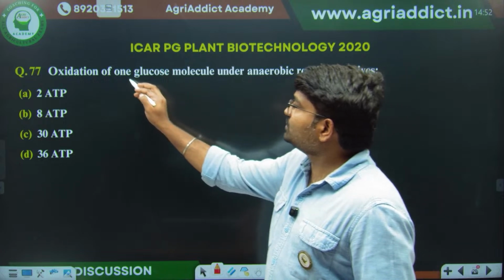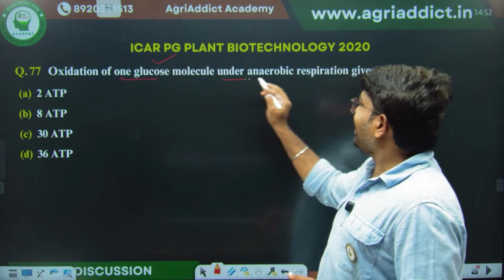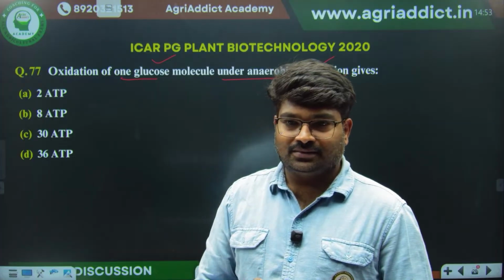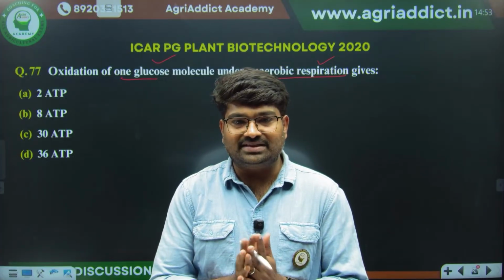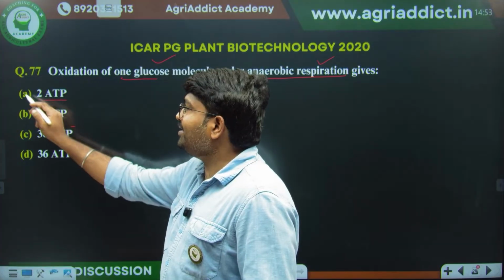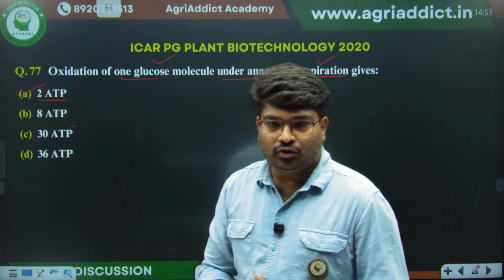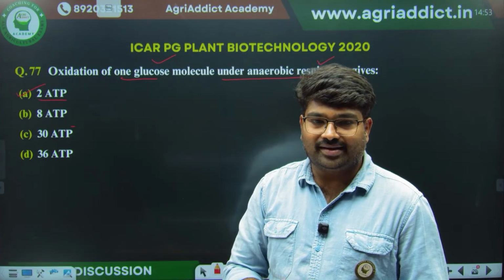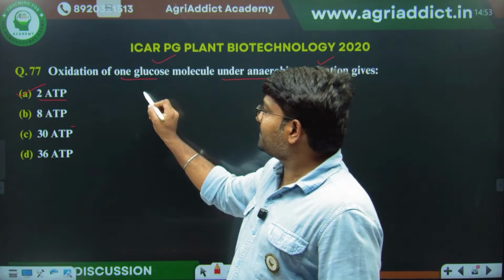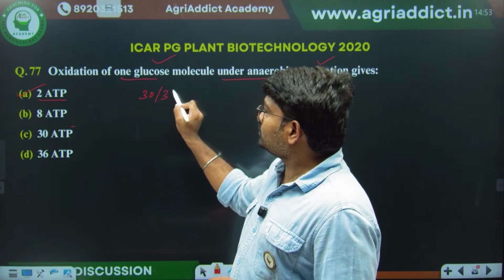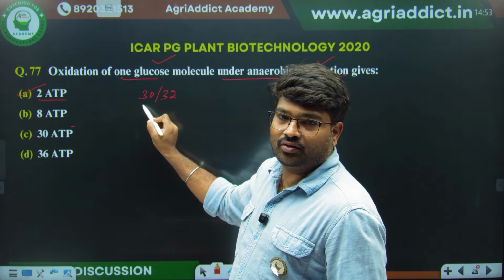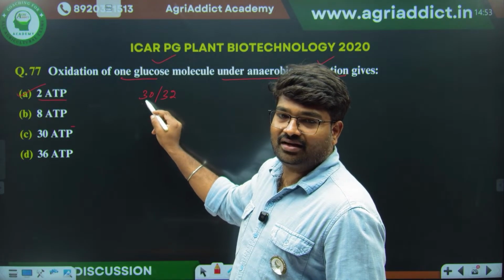Oxidation of a glucose molecule under anaerobic respiration will give how many ATPs? Under anaerobic respiration, how many ATP will be produced? Yes, very good. Only 2 ATP will be produced under anaerobic respiration. If aerobic, then it will be 30 or 32, based on the shuttles. Which shuttle it goes through determines whether 30 or 32 ATP will be produced.